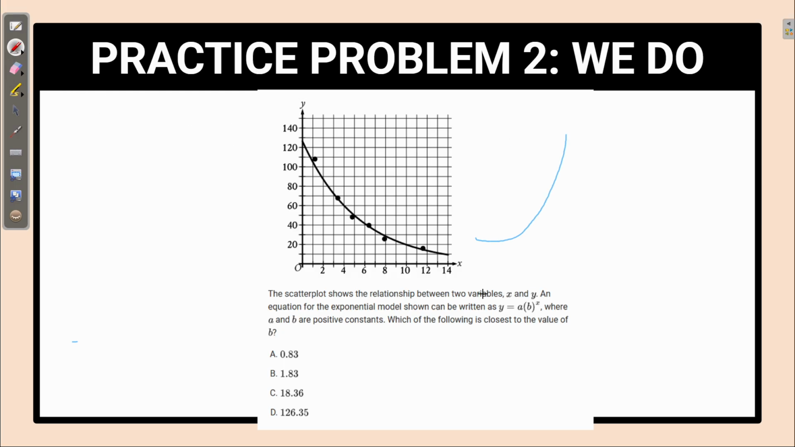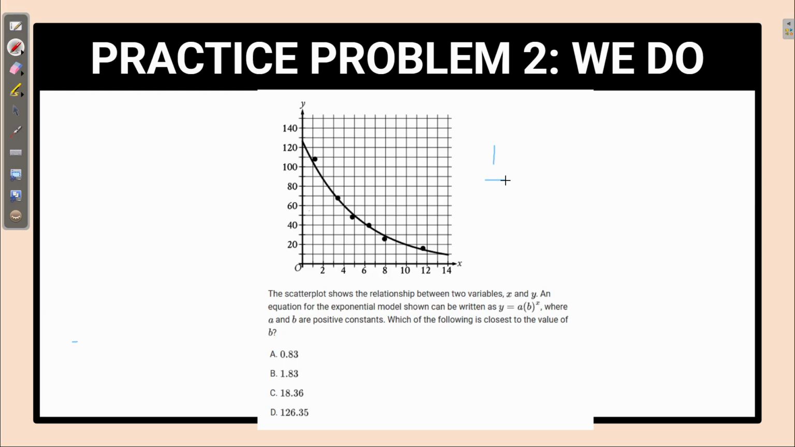Why? Well, let's say b is 2. Now, as x increases, we have like 2 to the 1, and then 2 to the 2, and 2 to the 3. So that's like 2, 4, 8. And you're multiplying a by that value, and that's increasing. So the graph is going to increase. Now, if b is less than 1, it's kind of going to look similar to the graph here.